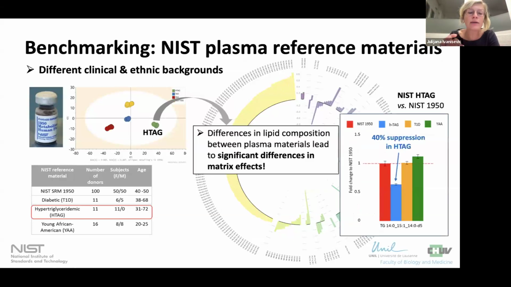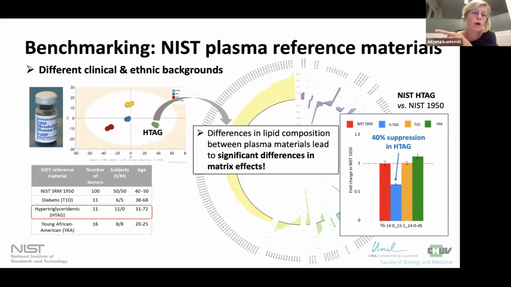And here I really want to make an important point: these differences in lipid composition that we can nicely see between plasma materials collected from different individuals can lead to significant differences in matrix effects. And you can see this nicely in the suppression of the signal of the internal standard. Here I just presented this example, where the internal standard in the high TG material was suppressed more than 40% compared to the NIST 9050 material.